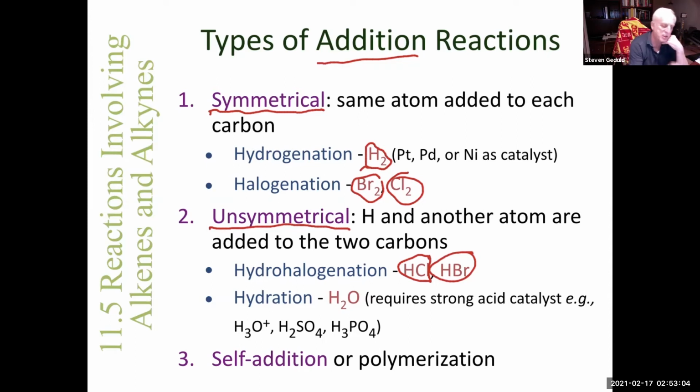Then you have the hydration reaction. This is water. One side gets H, one side gets OH. So you're adding two different things. That's why it's unsymmetrical. Remember, water is H2O. You break it apart into H plus, OH minus. So one carbon gets a hydrogen, one carbon gets an OH group. That's what's called unsymmetrical.